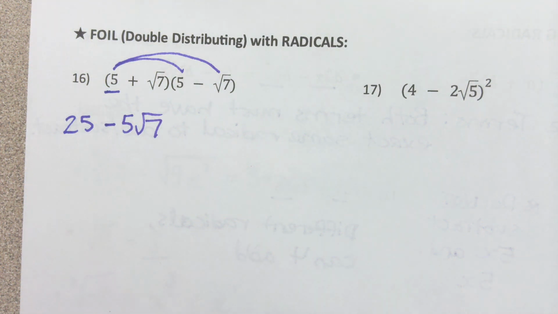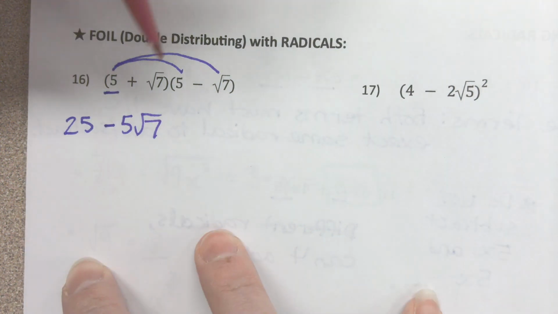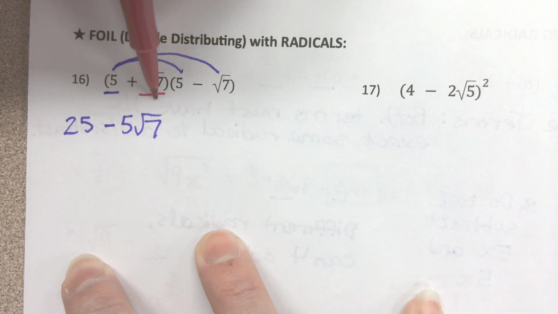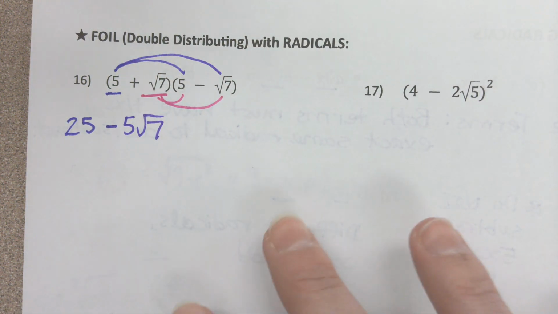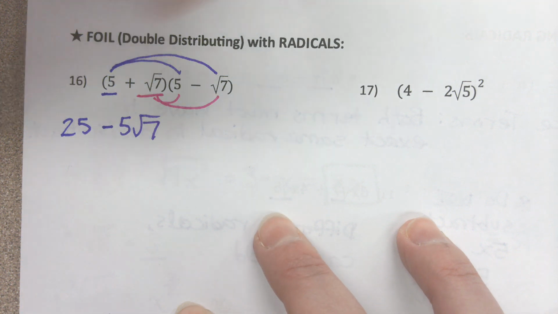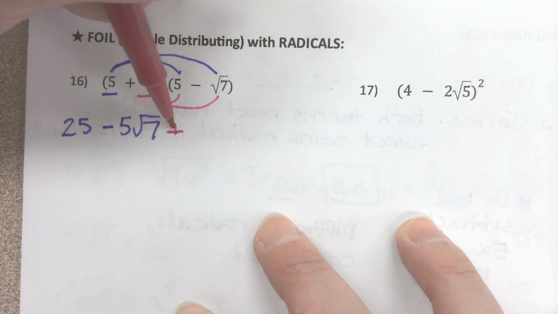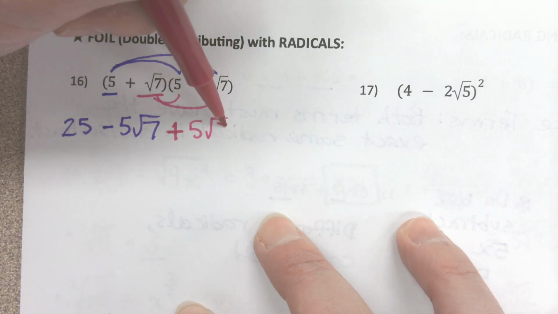And we'll repeat that process with the square root of 7 here. Distribute it into the second set of parentheses. Square root of 7 times 5. This one is a positive. And again, just write them together. 5 square root 7.